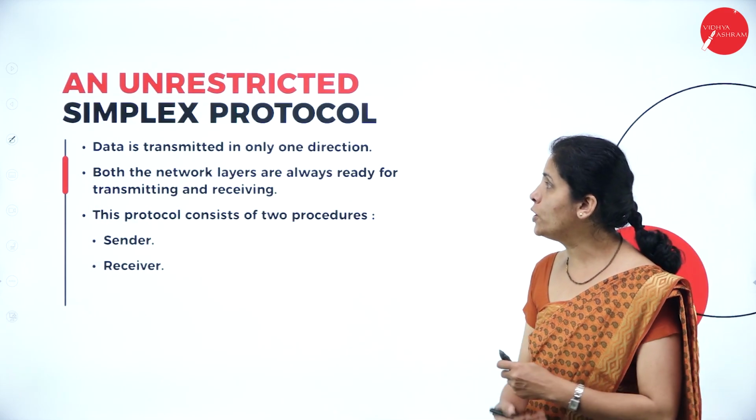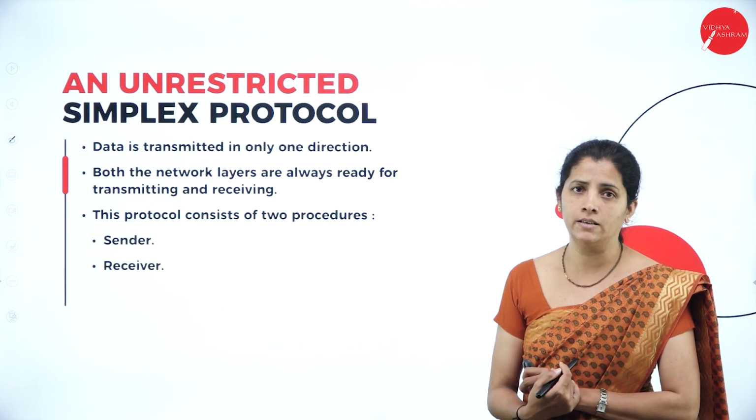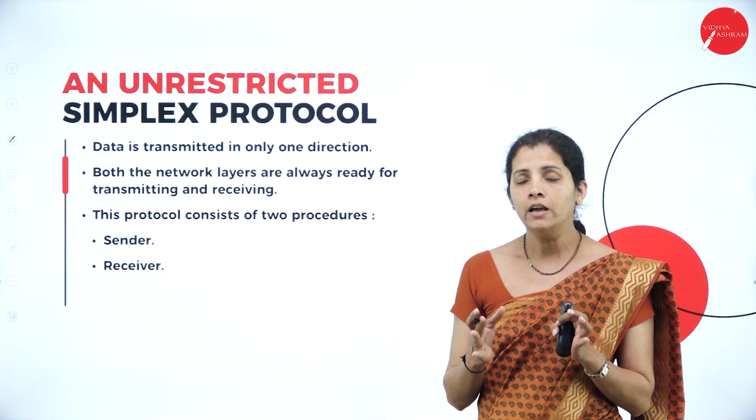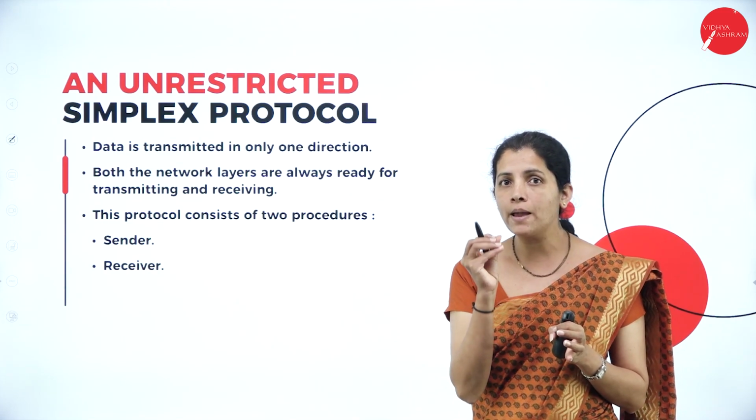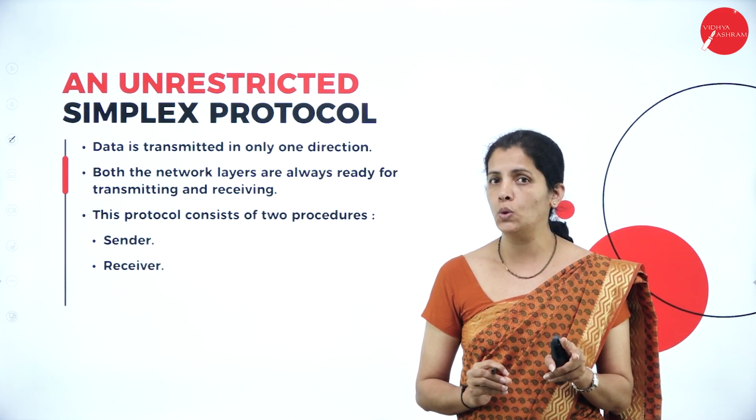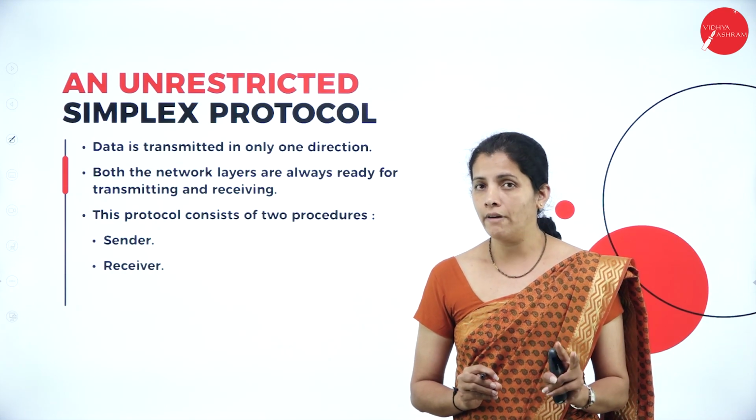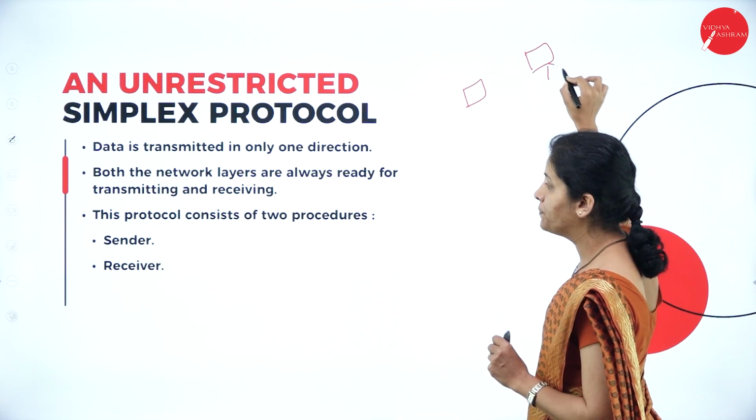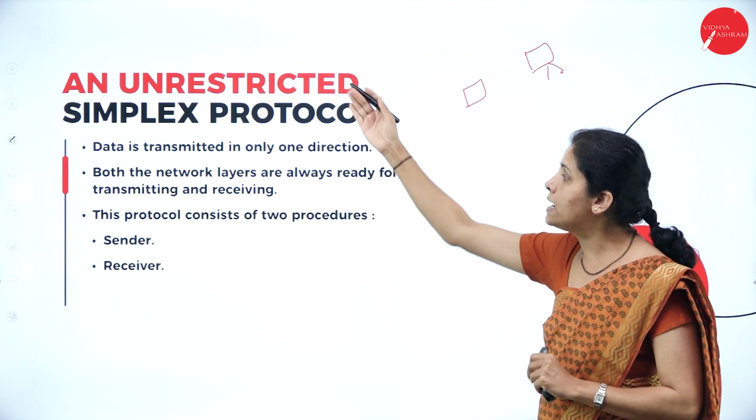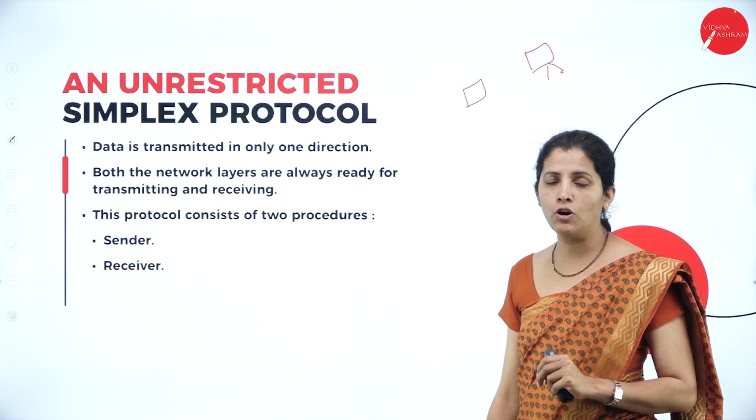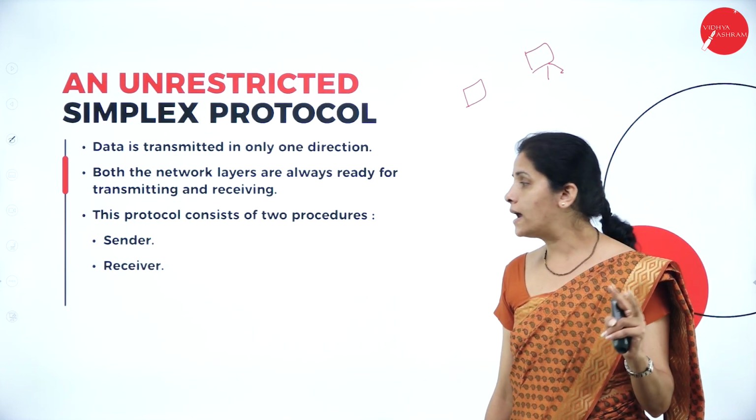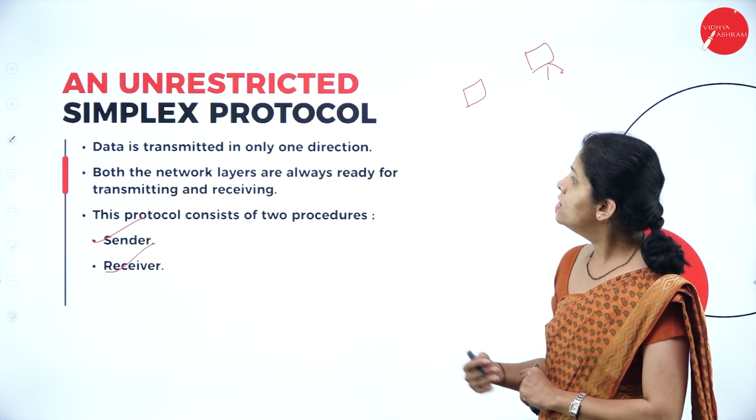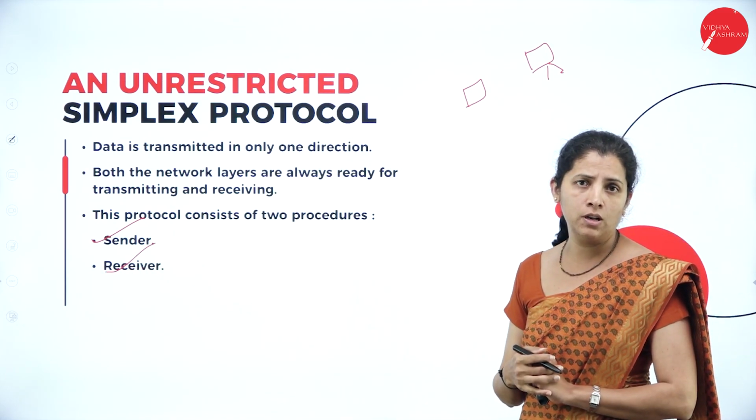At the beginning, I am going to have the unrestricted simplex protocol. In a network, if I want to communicate, then I must require 2 nodes or 2 devices. So one is sender and one is receiver. If I consider the unrestricted simplex protocol, I require 2 parties, that is sender and receiver. Then what is simplex protocol?